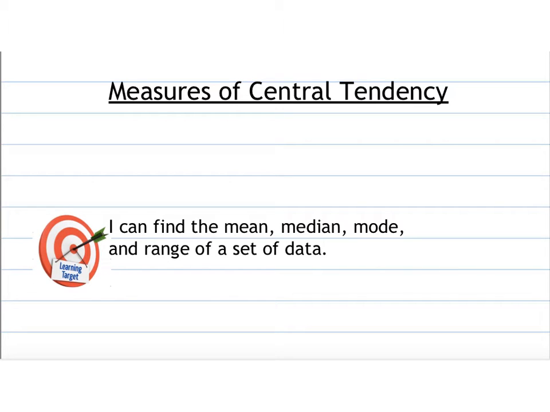Hello, sixth graders. We are learning about measures of central tendency. So you're given a set of data and we're using that data to calculate some things. Our learning target is I can find the mean, median, mode, and range of a set of data. This might be review for some of you, but it's a good refresher either way. So please make sure you watch all the way through, do all of the examples, and take some really good notes.